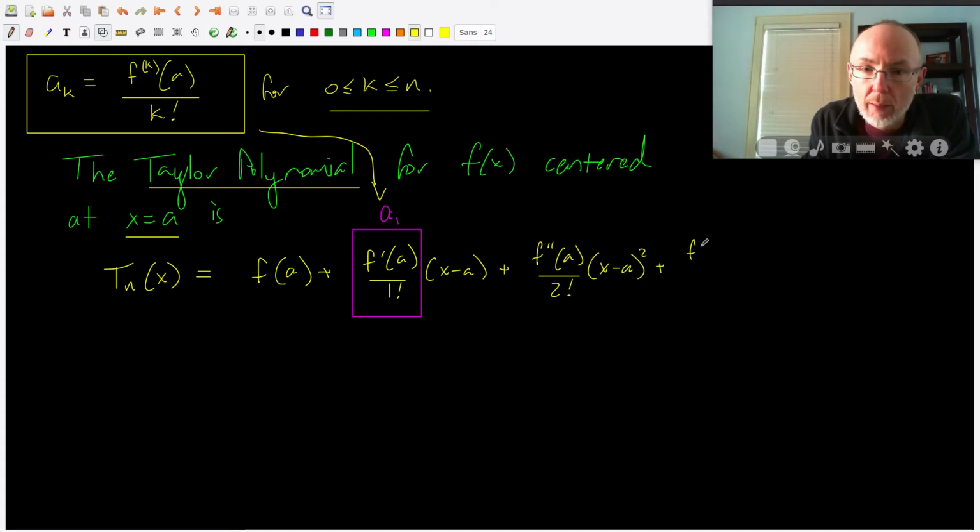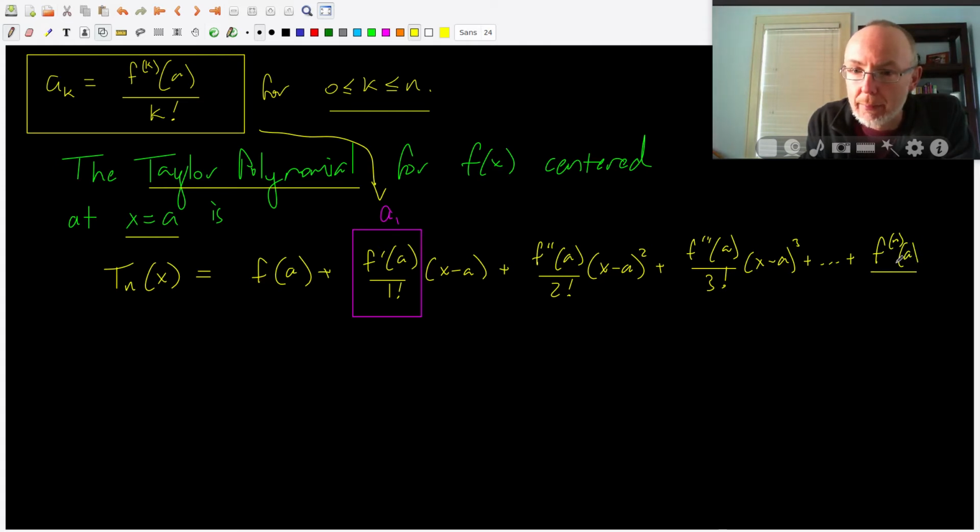And then we'll have the third derivative at a divided by 3 factorial multiplied by x minus a cubed. And that will go up to our very last term. It's an nth degree polynomial, so our very last term is the function's nth derivative evaluated at a times n factorial minus x minus a to the power of n. And this is called the Taylor polynomial.